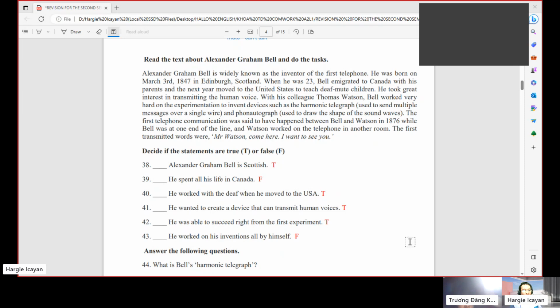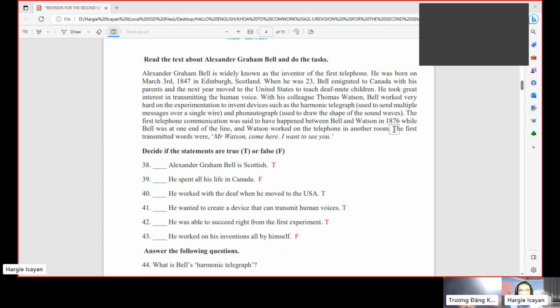He was able to succeed right from the first experiment. What's your answer? I think Bell worked very hard on the experimentation to invent devices. Actually, when he started to experiment to invent the device such as the harmonic telegraph, it became successful, right?